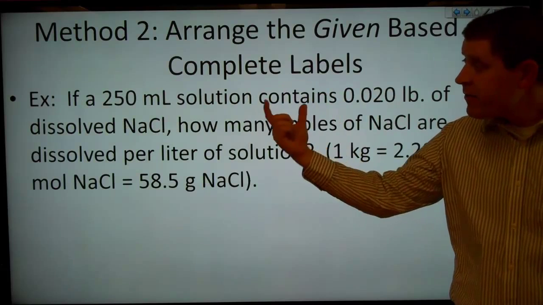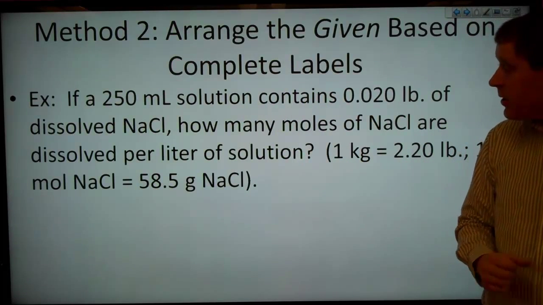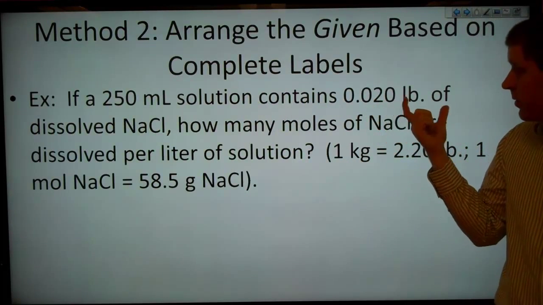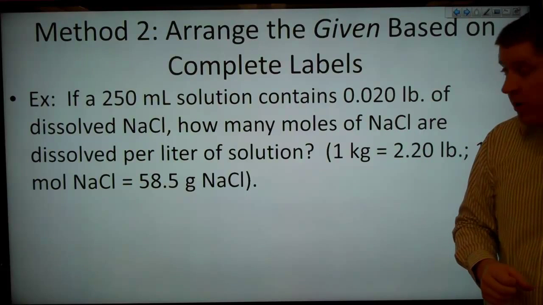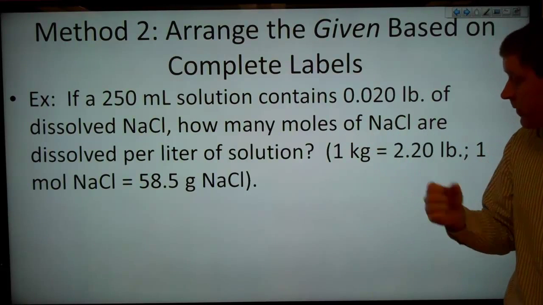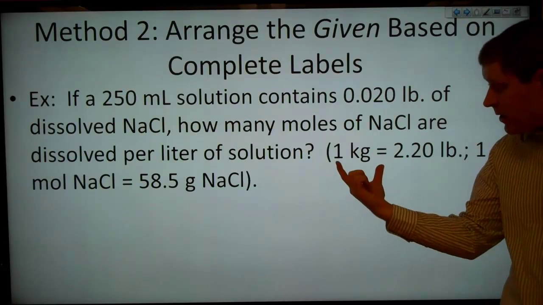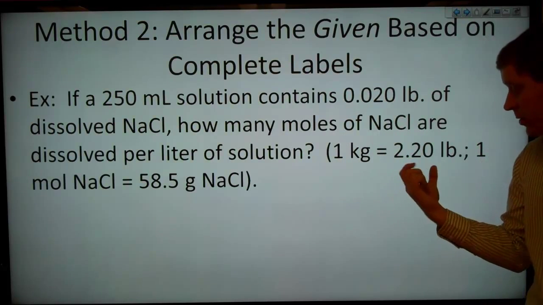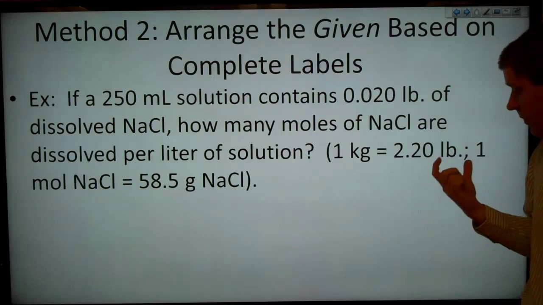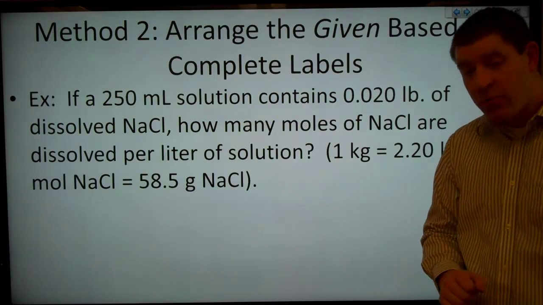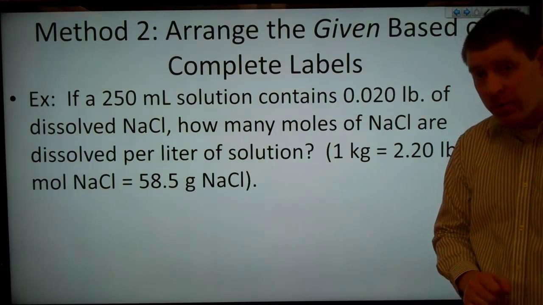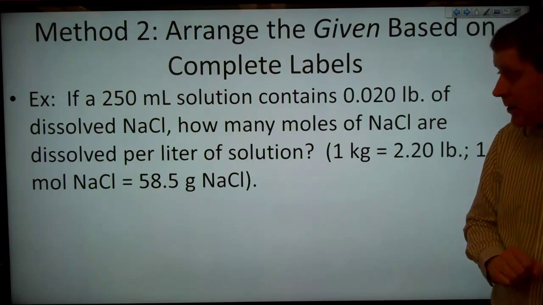For example, if a 250 milliliter solution contains 0.020 pounds of dissolved sodium chloride, how many moles of sodium chloride are dissolved per liter of solution? And we're given that 1 kilogram is equal to 2.20 pounds, and 1 mole of sodium chloride is 58.5 grams of sodium chloride. We're given that molar mass.